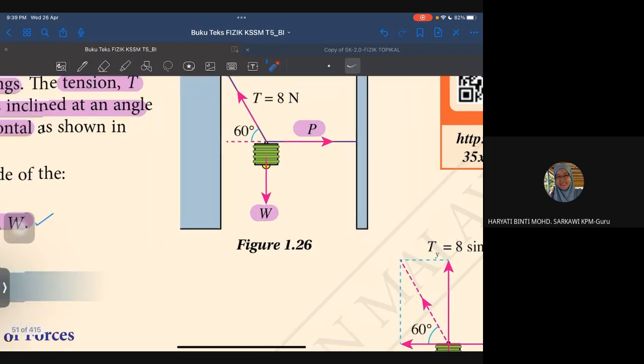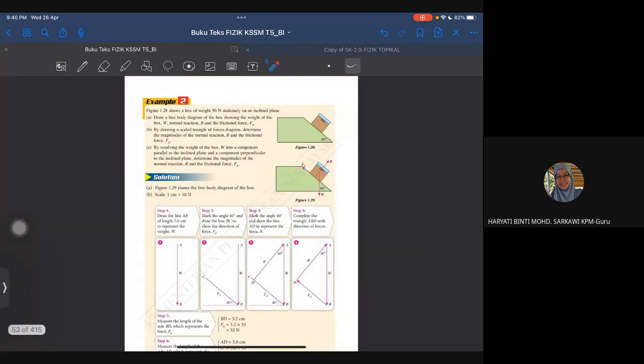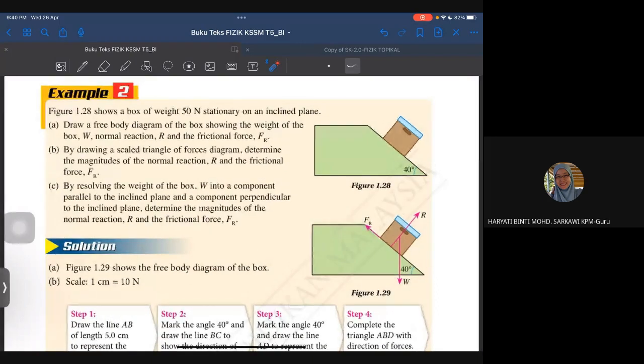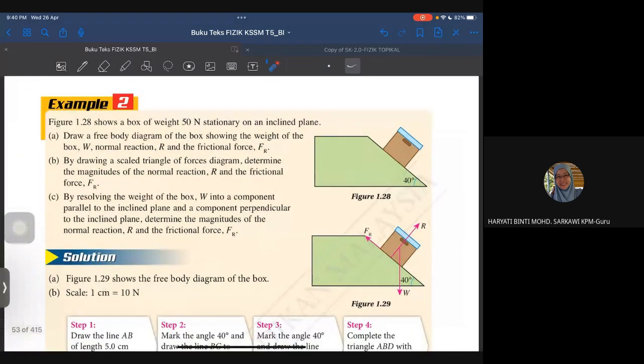Okay, never mind. We will look at the real question. Alright, the second diagram, second example. So the box now, the weight of the box is 50 Newton, stationary. So these are the keywords. When you see the word stationary, you must know that the resultant force, the net force, is equal to 0. So here, you can draw the triangle of forces diagram.